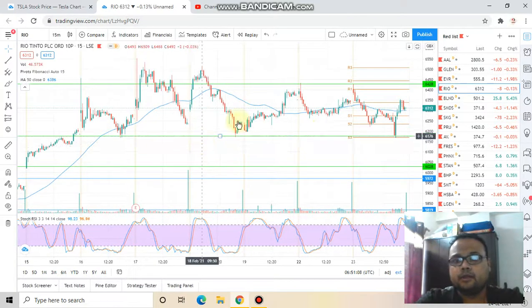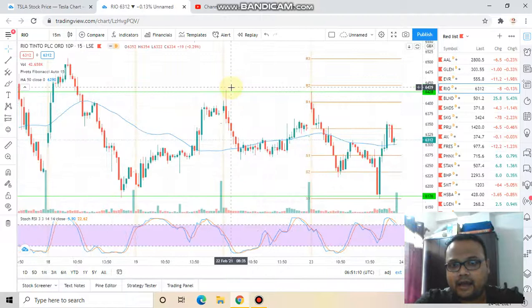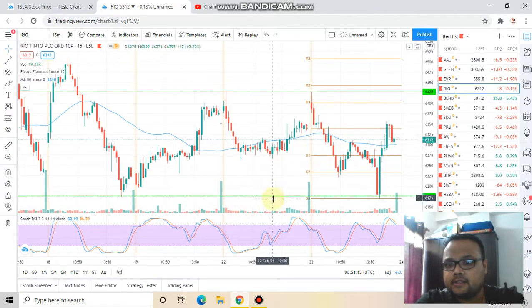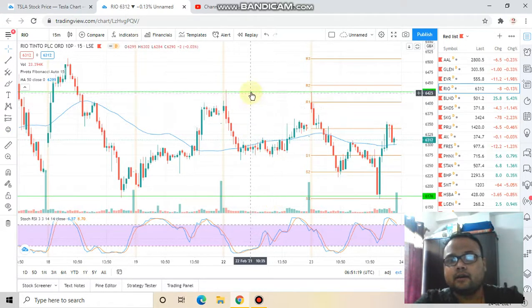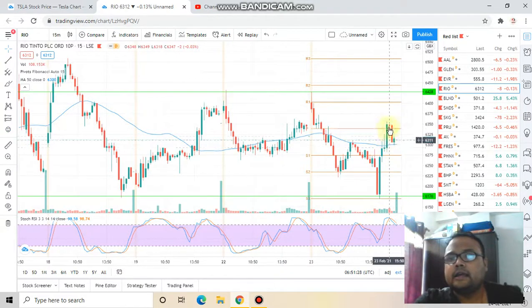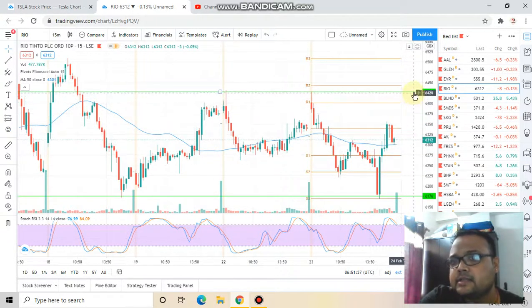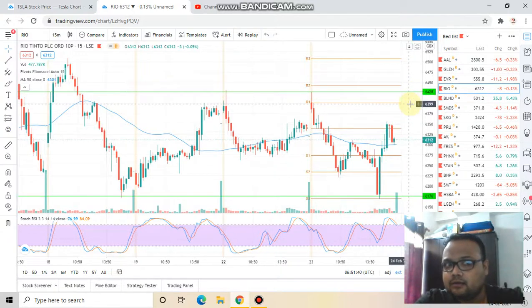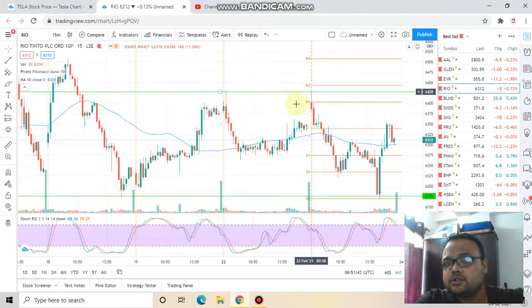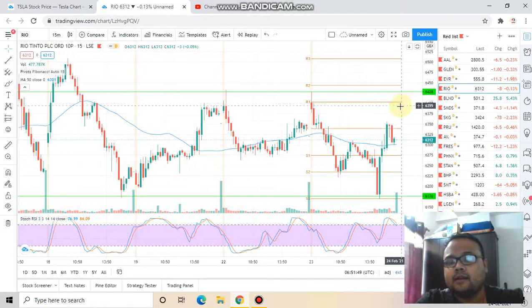In Rio Tinto, you can see that I have marked two levels, 6428 and 6176, and right now it is trading at 6312. There is a good resistance present at 6428 and a good support available at 6176. So here we don't need to do anything. If Rio Tinto opens between these two levels, and if it goes up and hits the resistance level and comes down like this, if it shows a price reversal, a price rejection from above, then you can short the market.